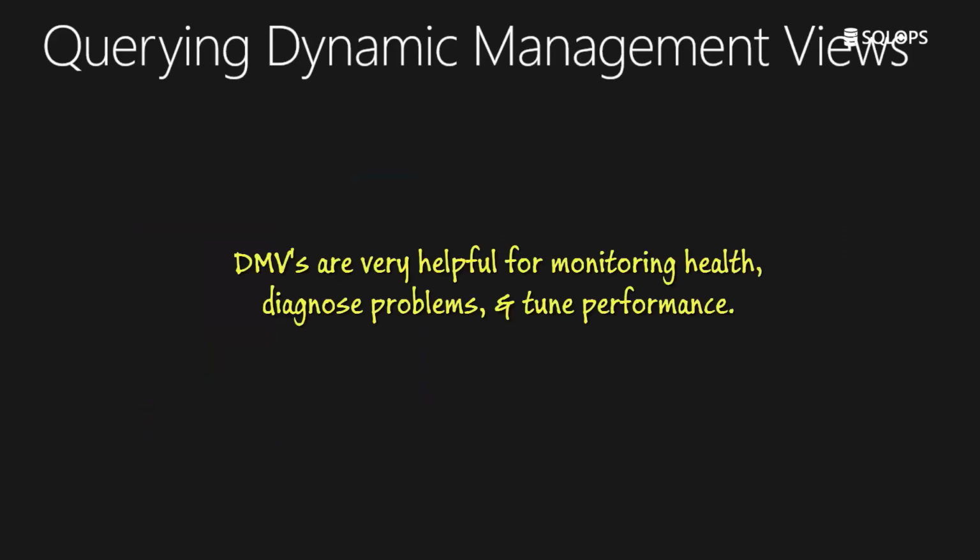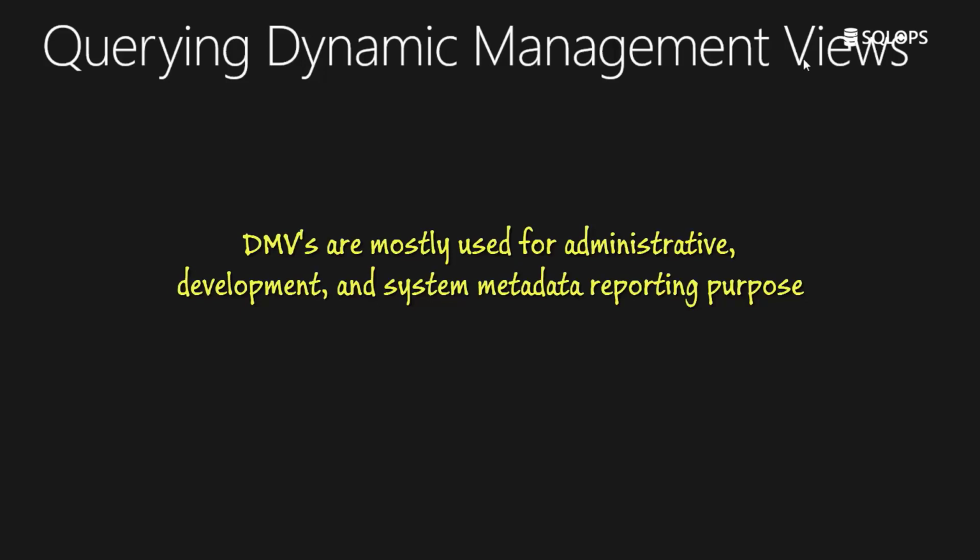Dynamic management views and functions return server state information that can be used to monitor the health of a server instance, diagnose problems, and tune performance. These were introduced in SQL Server 2005 and are supported in all versions since then. These objects consolidate and standardize system metadata and state information into a consistent set of views and functions. Like system stored procedures, most of these system views and functions are intended for administrative and development work. However, they can also be used by reports and applications that need to return metadata.